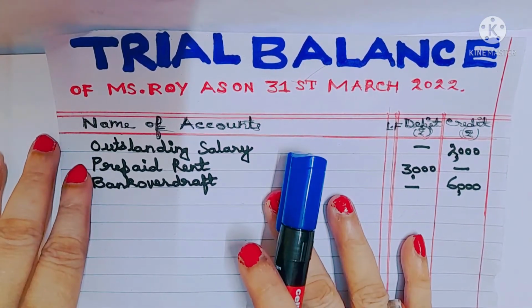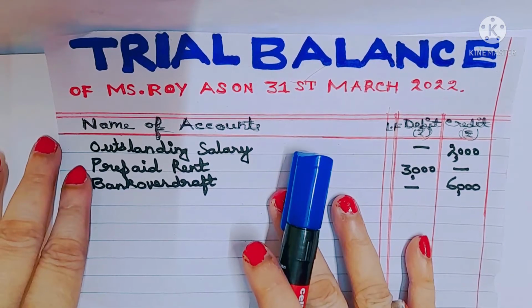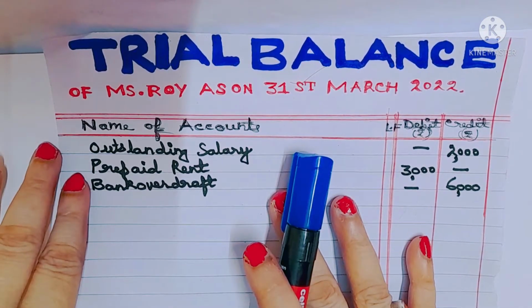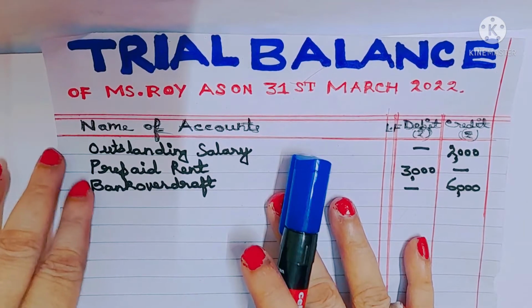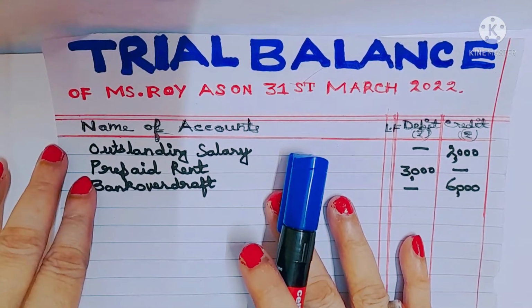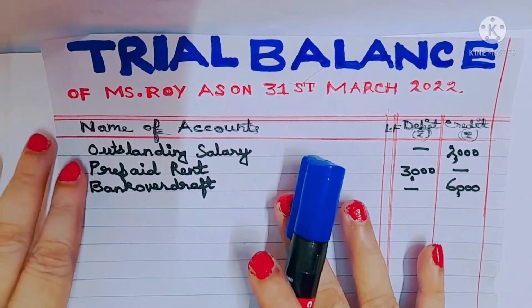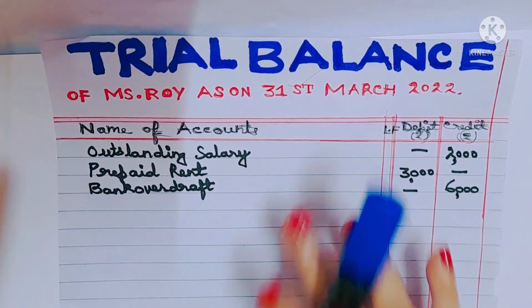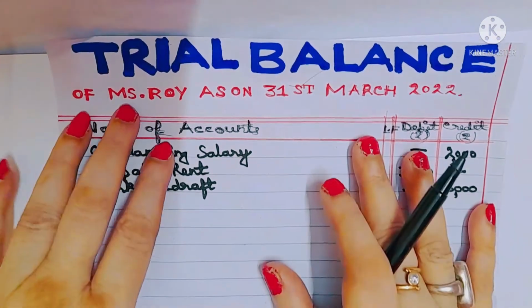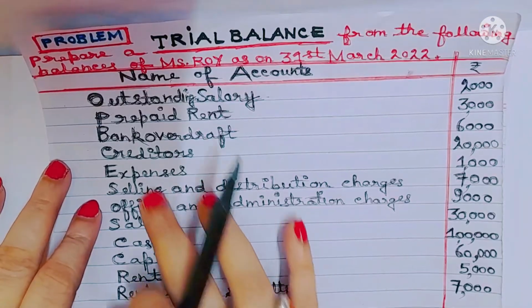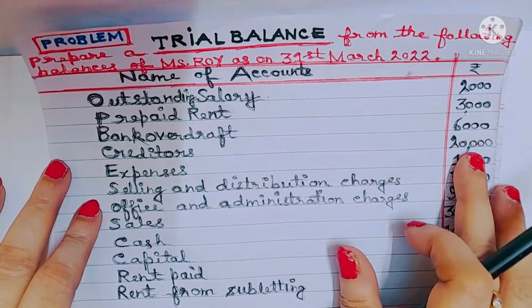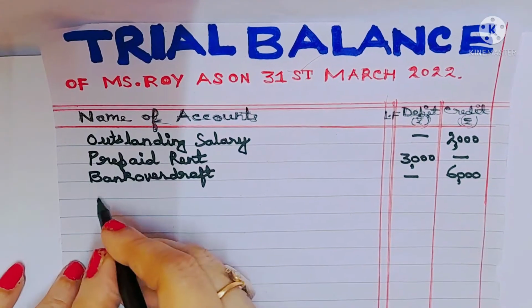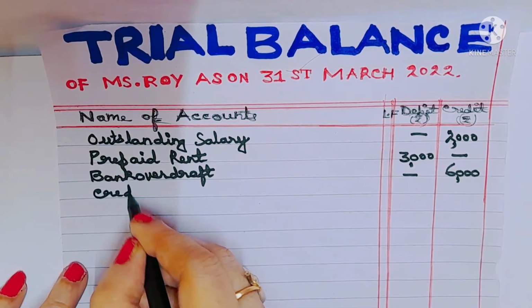Bank overdraft falls under personal account. So according to personal account, the giver of the benefit is credit. So bank overdraft is the giver of the benefit. So bank overdraft will be credited. So let's see the next account. The next account is creditors 20,000. Let's write creditors 20,000.